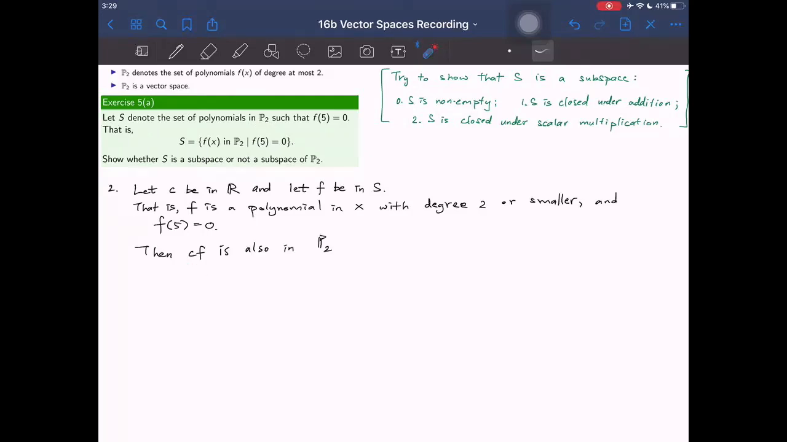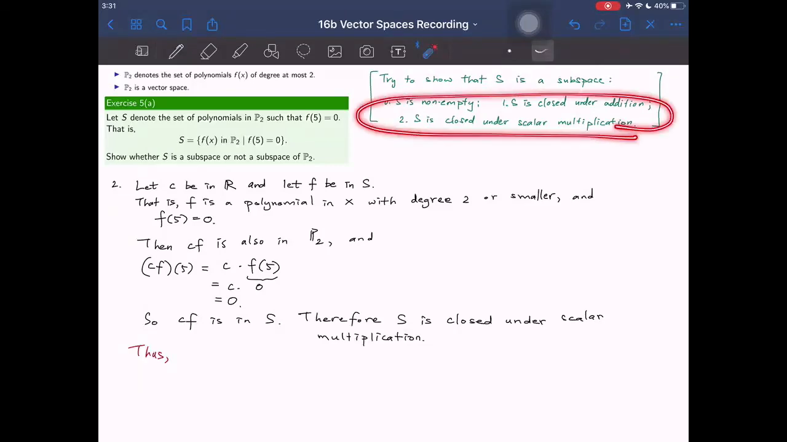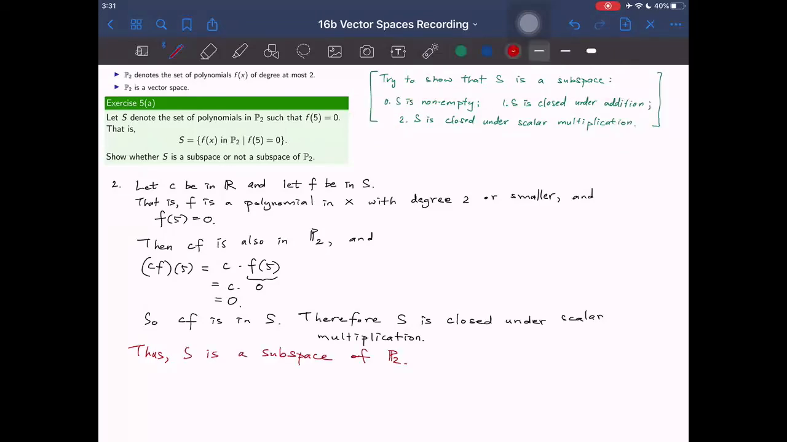But c times f stays in P2 because the degree is not going to increase by multiplying by a number. When I plug in 5 into c times f, I can move c out, and we know that f of 5 is 0, so this becomes 0. So c times f is in our subset S. Therefore, S is closed under scalar multiplication because we have shown all these three. We can conclude that S is a subspace of P2.